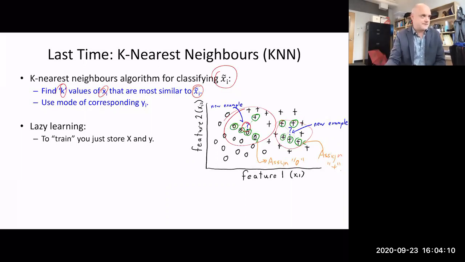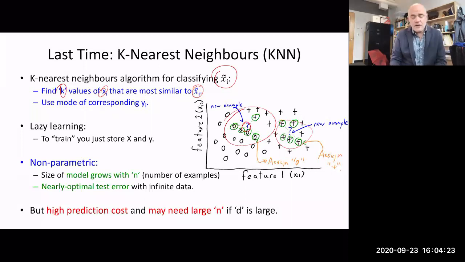We called it lazy learning because the source code of the model actually has to have your training data in it, x's and y's, right? This means that K-nearest neighbors is an example of a non-parametric model, where in this course we define non-parametric to be a model whose size grows with the number of examples, so the source code of the model grows.